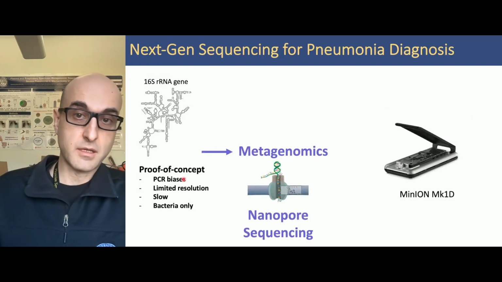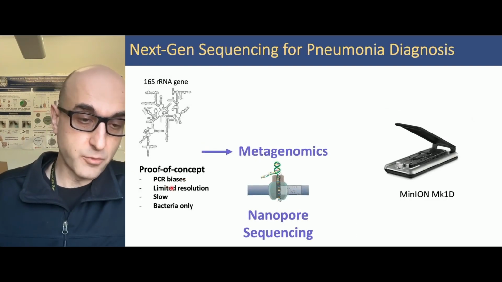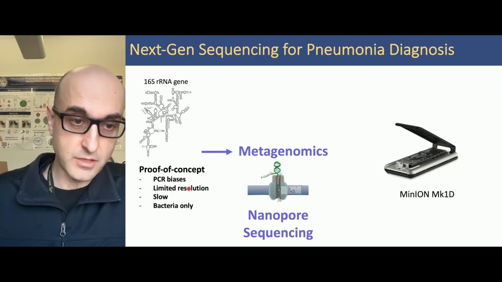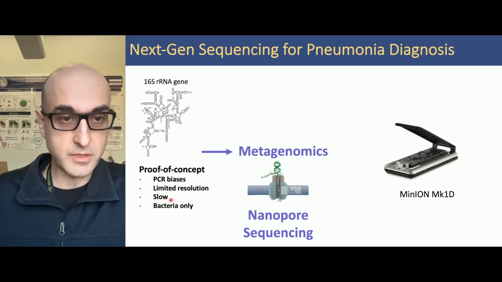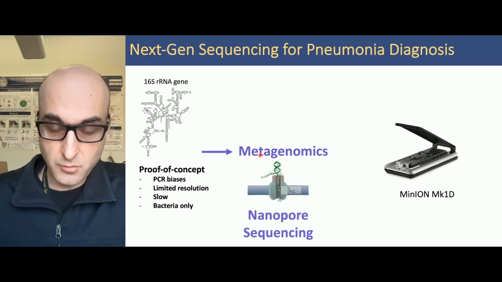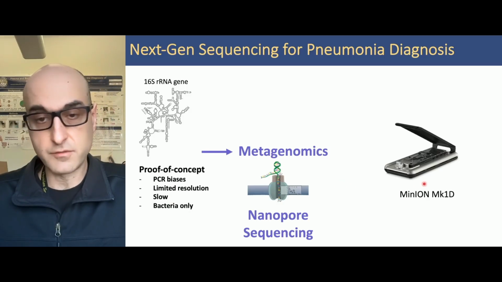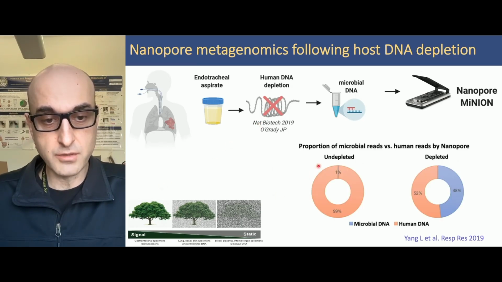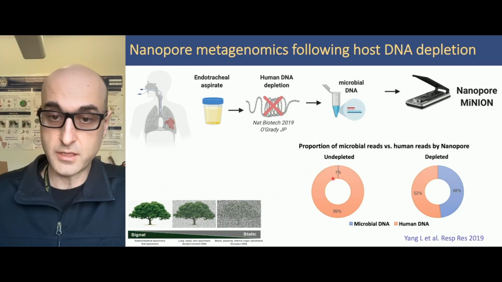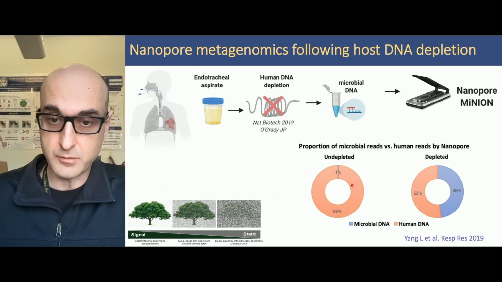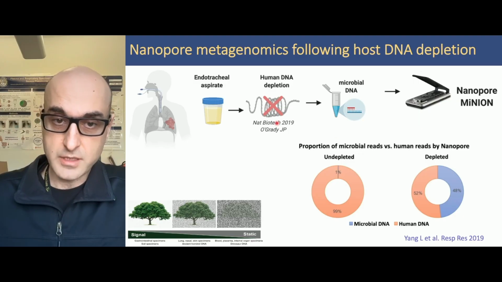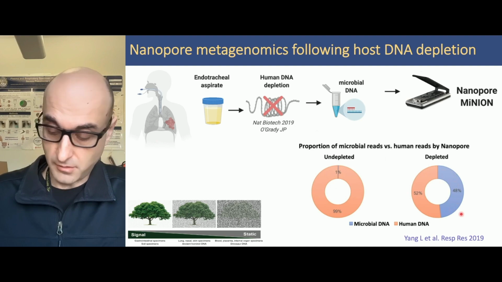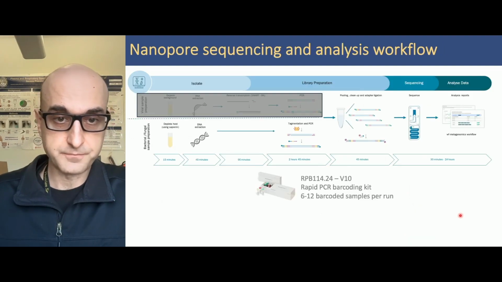However, we recognize that 16S is a proof of concept technology that has some PCR amplification biases, limited resolution, only for bacteria, cannot be done in real time. That's why we expanded with nanopore sequencing and metagenomics with MinION devices. In some earlier work, we demonstrated how we can handle the big challenge of signal-to-noise ratio in human respiratory metagenomics, where the sequencing output can be completely overwhelmed by human DNA. And with a saponin-based depletion assay, we're able to amplify the amount of microbial DNA available for sequencing.